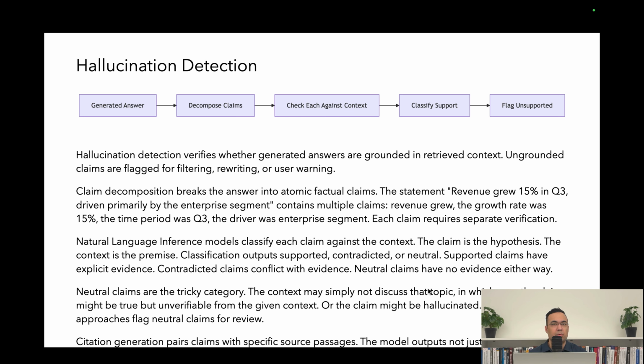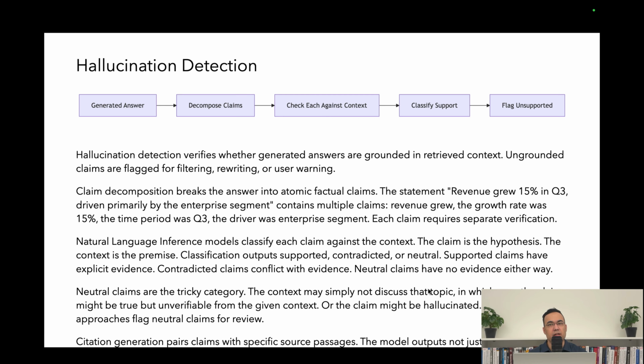Natural language inference models classify each claim against the context. Classification outputs are supported, contradicted, or neutral. Supported claims have explicit evidence, contradicted claims conflict with the evidence, and neutral claims have no evidence either way. Neutral claims are tricky. The context may simply not discuss the topic, or the claim might be hallucinated. Conservative approaches flag the neutral claims for review.